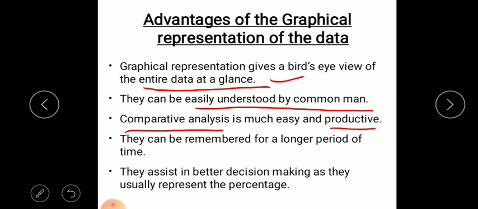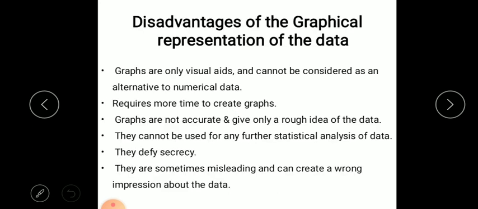Now let us see what are the limitations of graphical representation of data. These are the disadvantages that graphical representation brings along with itself. We know that we have a lot of advantages, but it comes with certain limitations also. So what are these limitations?